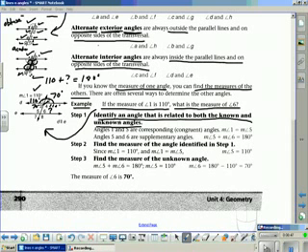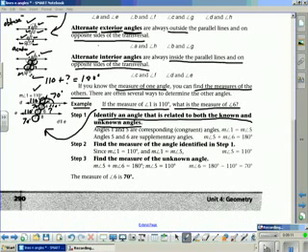Okay, so we've identified that angle 2 and 3 were vertical. Now we're going to take a look at some angles that are corresponding. What angle corresponds to angle 1? Angle 5 corresponds to angle 1, so therefore that's 110 as well. What angle corresponds with angle 3? Angle 7 corresponds with angle 3, so therefore that's 70 degrees as well.